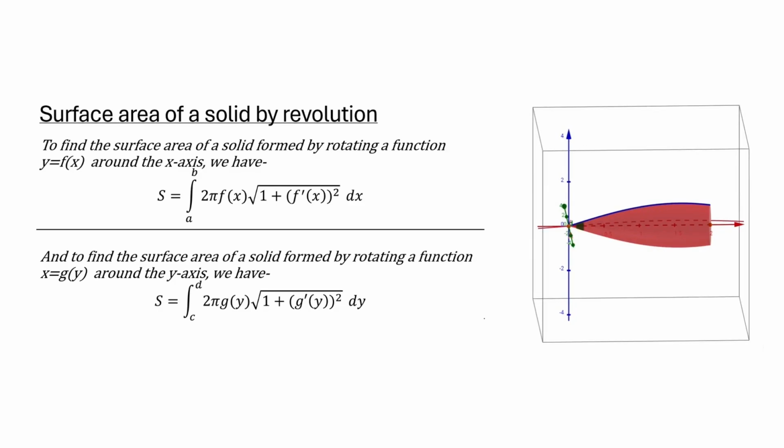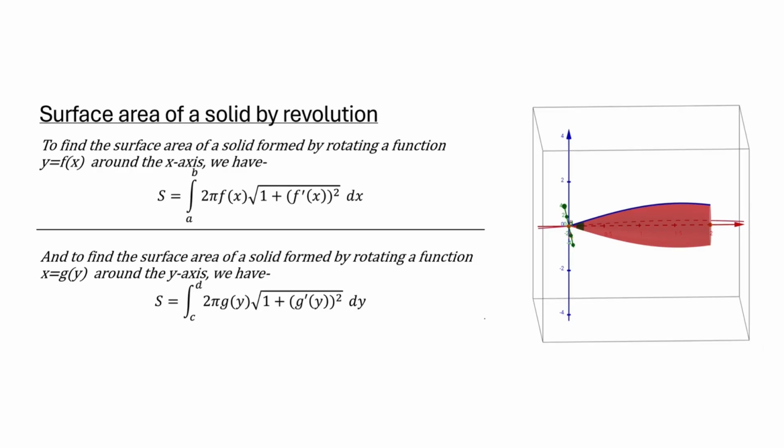For the first condition, when the function is rotated around the x-axis, we have S equal to the integral from a to b, a and b being the limits, of 2 pi f of x, that is the function being revolved around the axis, times the square root of 1 plus f dash of x, the whole squared. f dash of x is the first derivative of the function. Similarly, we have the formula for a function revolved around the y-axis.